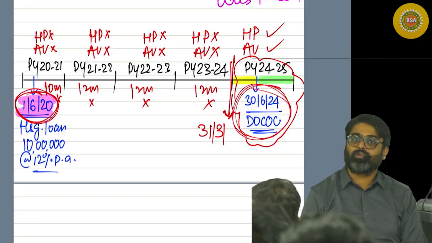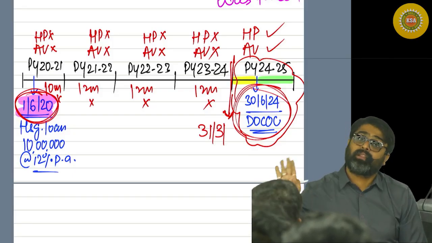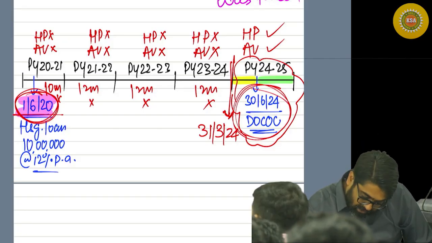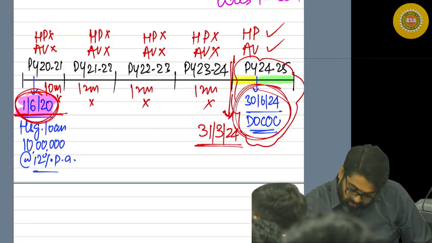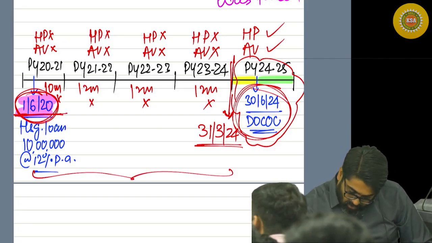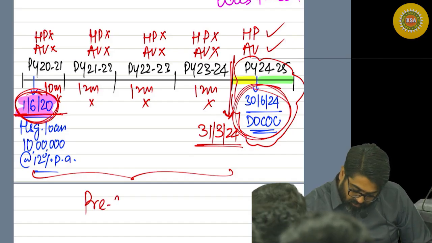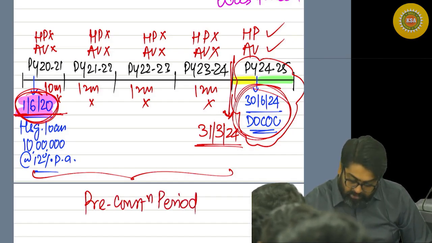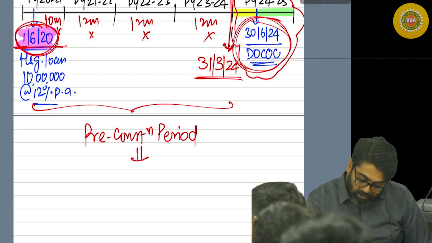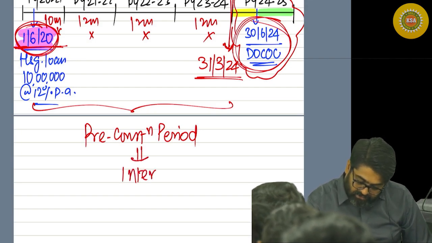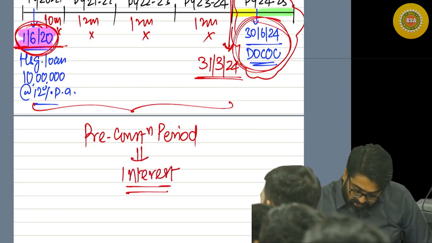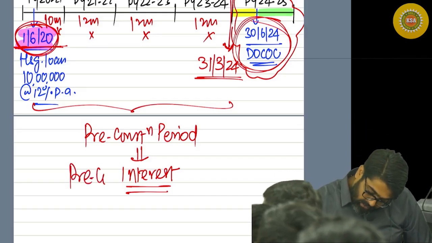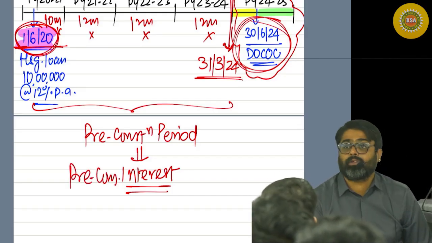30th June 2000 and what will be 31st March prior to that? 31st March 2024. So starting from this date, ending on 31st March, whatever period is there, this period is known as the pre-construction period. And during this period, whatever interest is given, this is known as pre-construction interest. Yes or no?